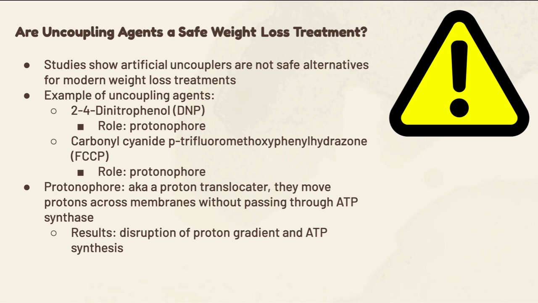Now, this last slide is going back to our uncoupling agents, and studies from the past 20 years have been going over different solutions to weight loss. One particular solution that was considered was artificial uncoupling agents, but they quickly turned out to show fatal side effects when used. Some examples of these synthetic uncouplers included DNP and FCCP, which both act as protonophores, or proton translocators, that can disrupt ATP synthesis.